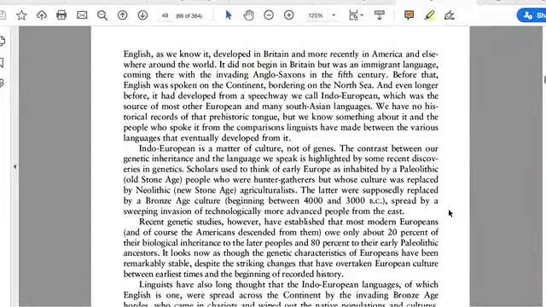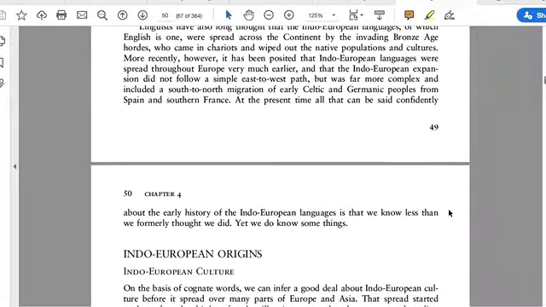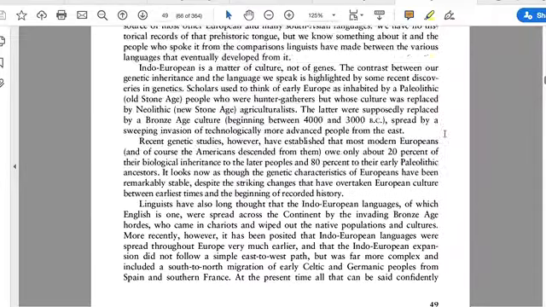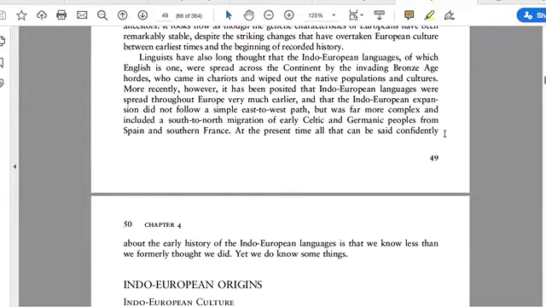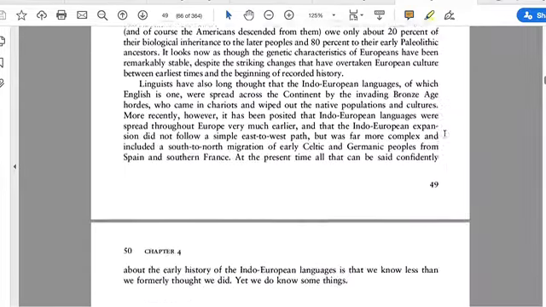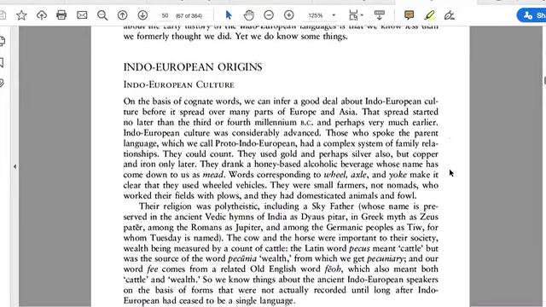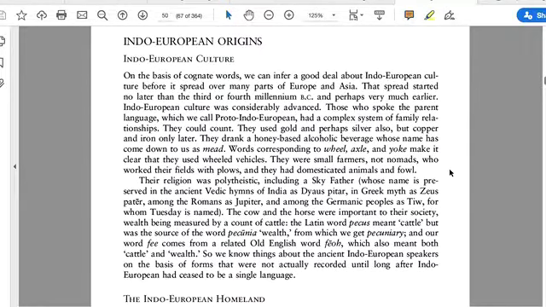You guys should read through pages 49 through 55. This just gives a little bit of the background of what we're talking about when we talk about Indo-European. It talks a little bit about the Indo-European culture. A lot of what we know about culture comes from the words that we've found. The most common words are going to be words that were used quite a bit then.